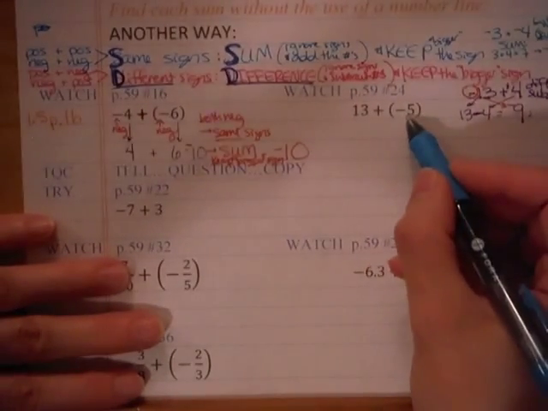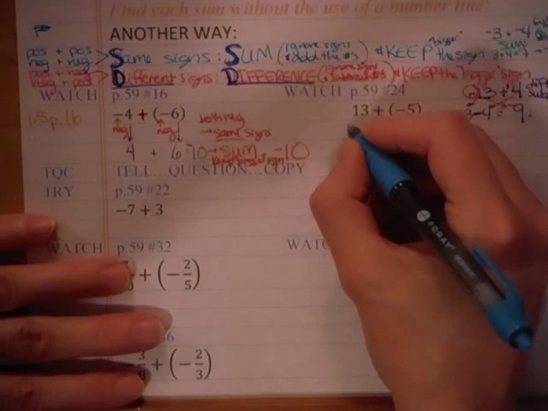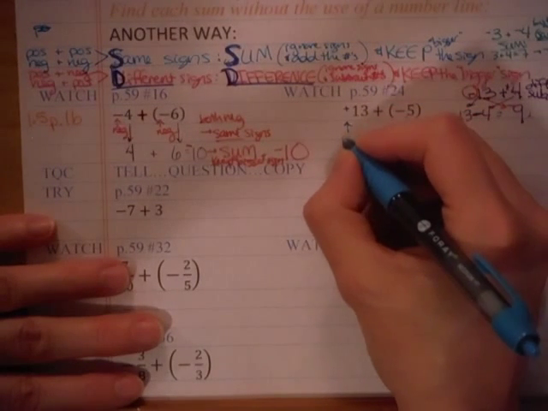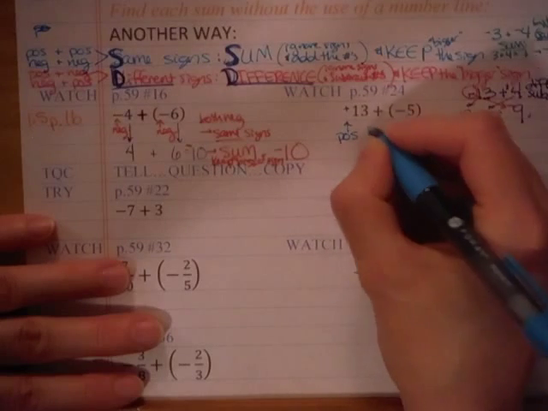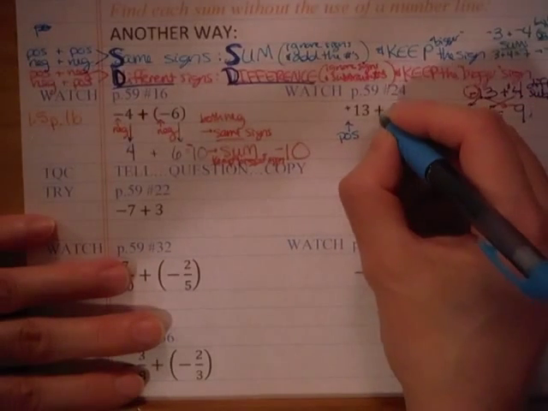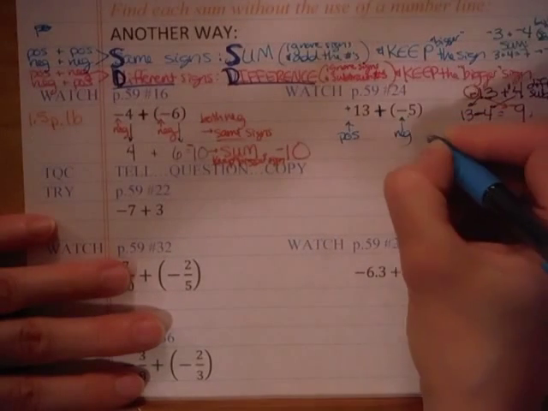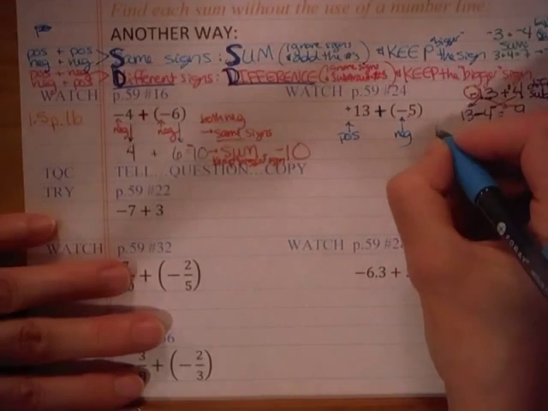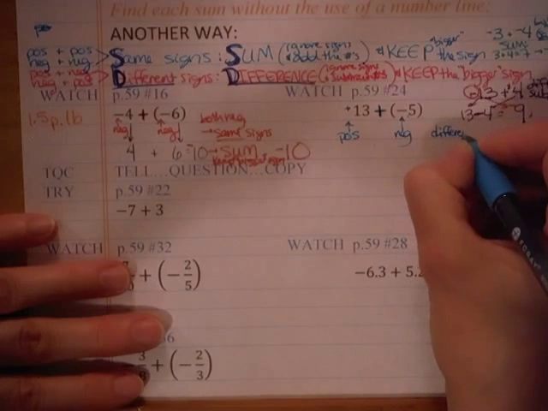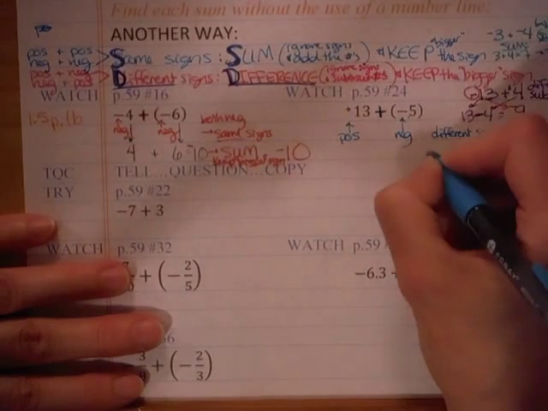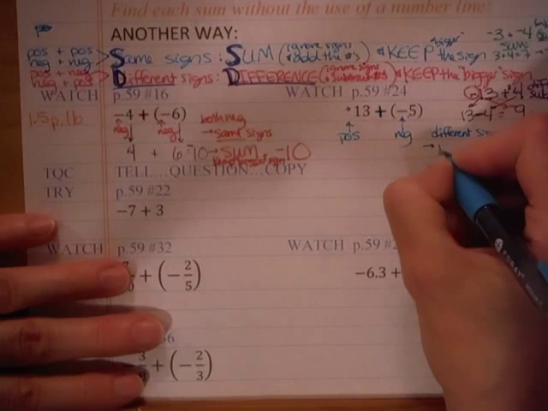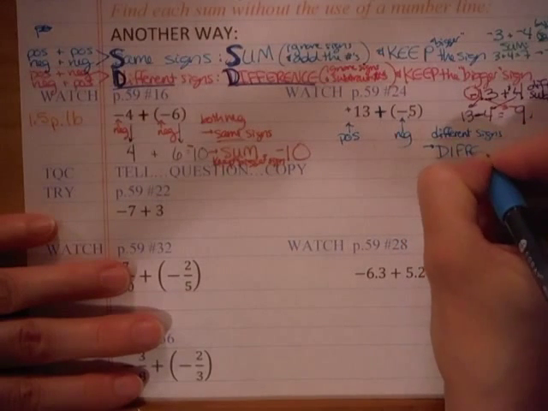13 plus -5. Well, there's nothing in front of the 13, and when there isn't, that's a positive. We're just saving ink, saving paper there, okay? We're adding, and then here is a negative. So we've got one positive number and one negative number, so the signs are different, which means that we're going to find the difference. We're going to be subtracting.